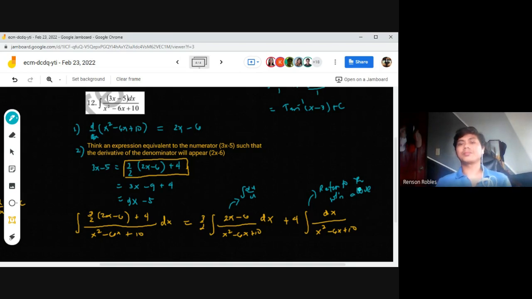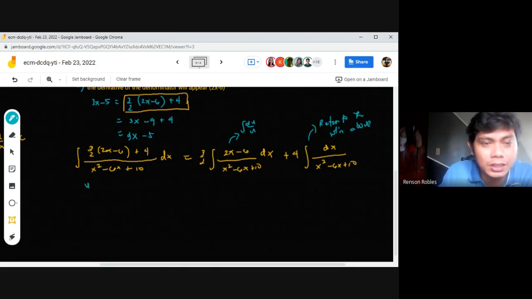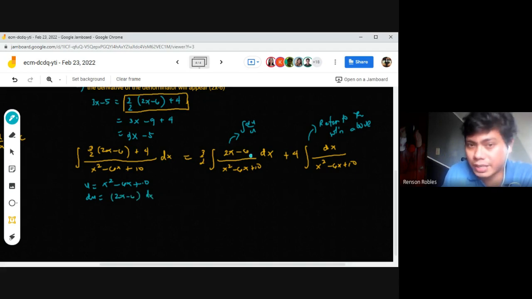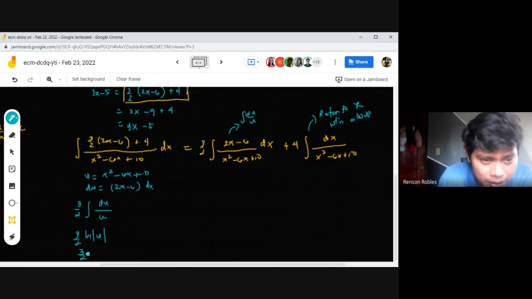So why will this be an ln? Because the derivative of x squared minus 6x plus 10 is 2x minus 6. When you let u be equal to x squared minus 6x plus 10, your du is 2x minus 6 dx, which you can see here. Then you now have 3 halves, integral of 2x minus 6 dx is du, all over your u. So that's 3 halves ln of u, or 3 halves ln of x squared minus 6x plus 10.